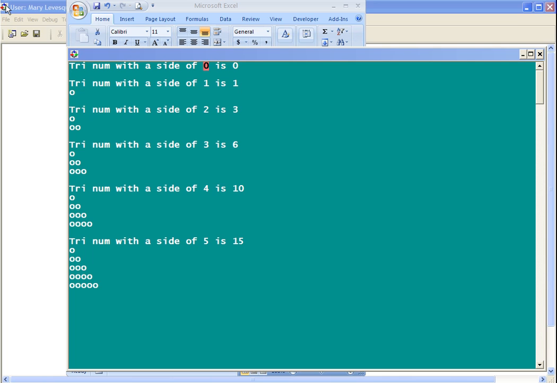A triangular number with a side of 2 was 3. Side of 3 is 6. Side of 4 is 10, and a side of 5 is 15, and so on and so forth.